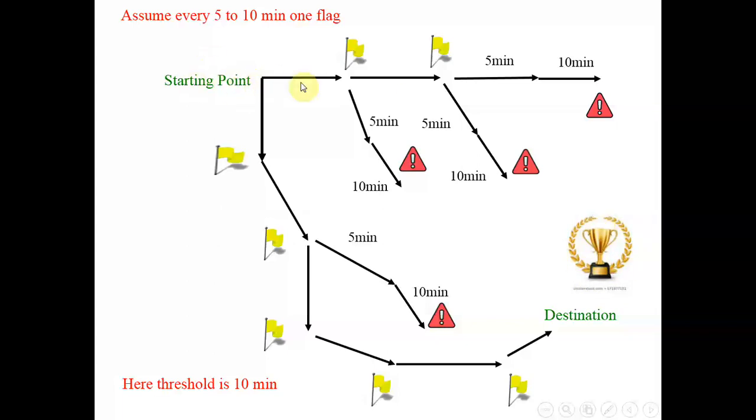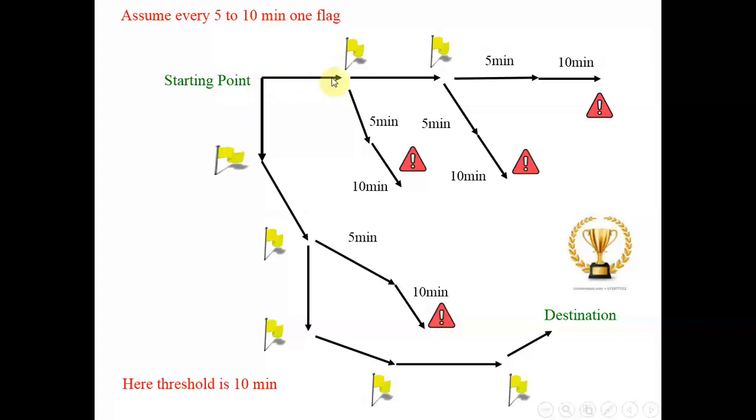Now this is the starting point, right? And you are moving from this point to this point. Now the threshold is 10 minutes. You assume that you have a journey, and after every 5 to 10 minutes you will see a flag. So the moment you see a flag, you can assume that okay, that path may be correct. And what is the duration of the flag? I can see the flag anywhere between 5 to 10 minutes. So let's take a starting point of this. So let's try and explore this path.